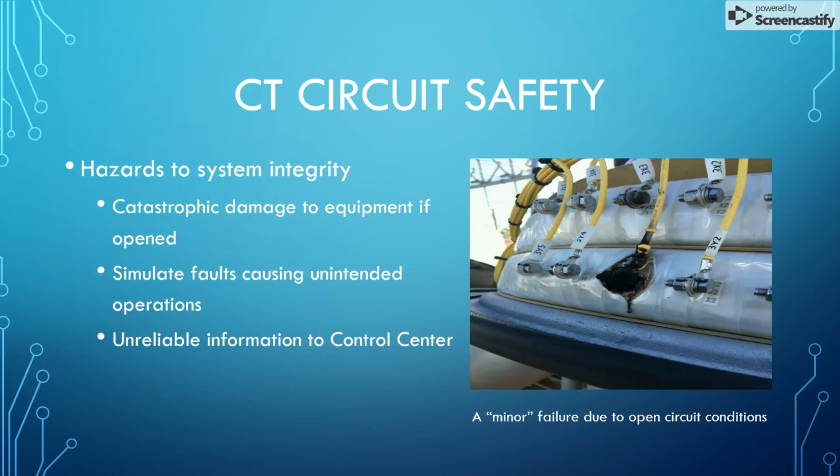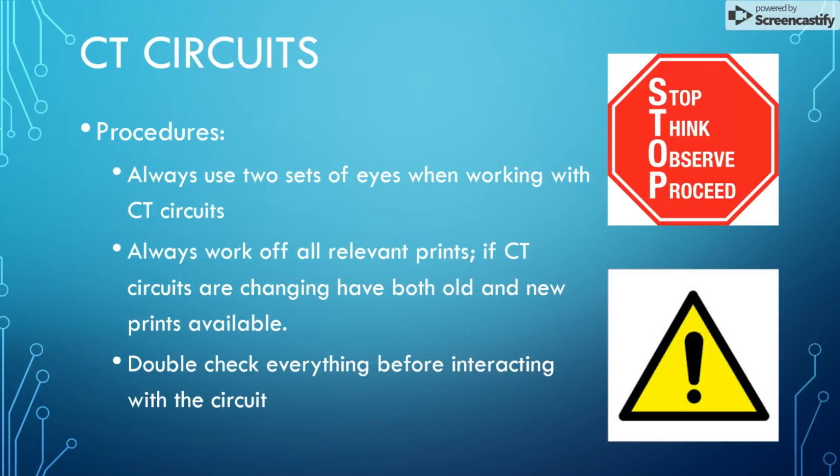CT circuit safety is also about keeping the system integrity intact. You can see the picture here to the right is the result of an open circuit CT. This is considered a minor failure due to that open circuit, but you can see that lug between 3Y2 and 3Y4 where it's burnt up and that CT failed. It caused catastrophic damage to that piece of equipment, which had to be replaced. When you open circuit a CT, you potentially are simulating circuit faults and giving unreliable information to the control center. We don't want to do either of those things, as it can cause an outage or, at the very least, some confusion.